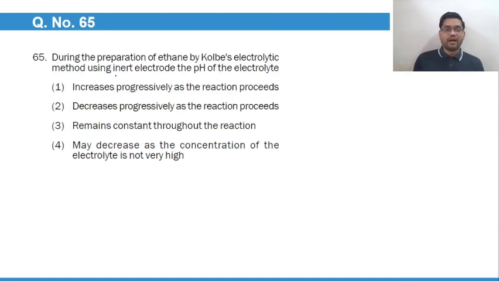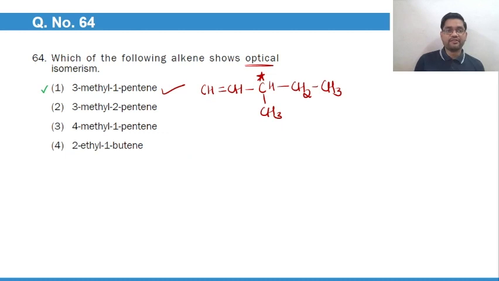65. Achha, one more thing before I come to 65. For 64, in the same way you can just keep on drawing, or you can just keep on imagining the structure, you will get the answer. But fortunately in structure number 1 itself we got a chiral carbon. That's why I'm going with 64, option number 1.